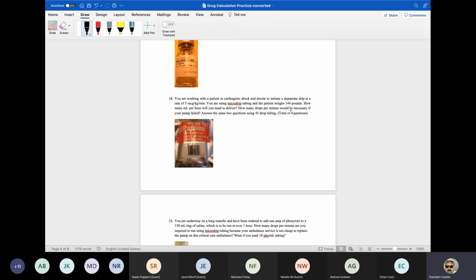So remember that. Patient weighs 144 pounds. What do I need to convert that to? Kilograms. Okay, what is it? 144 divided by 2.2. What is that? 65. Okay.